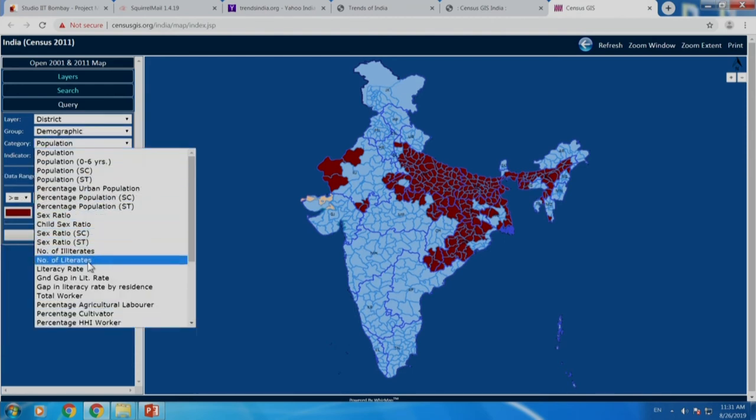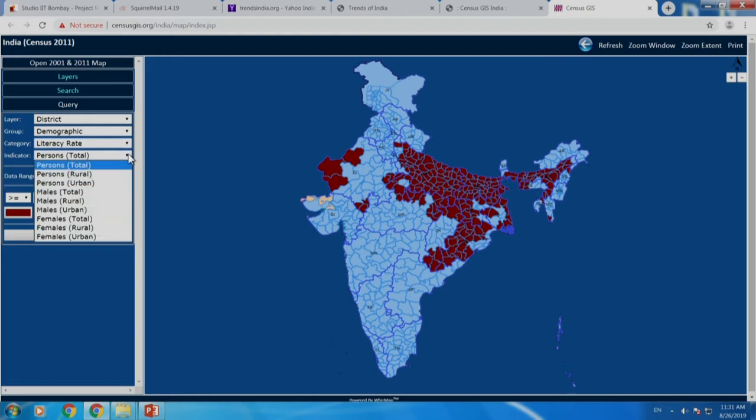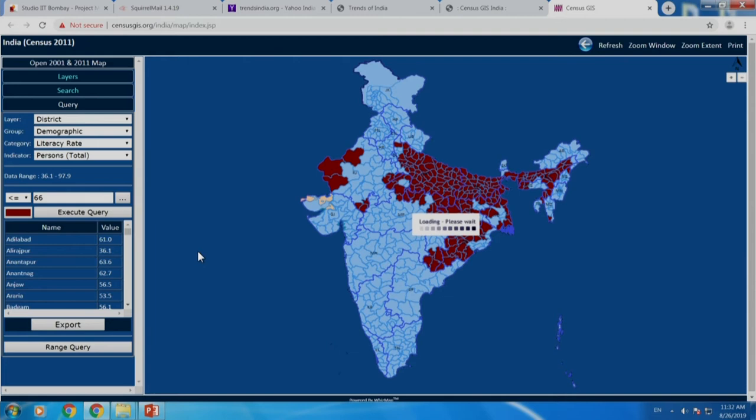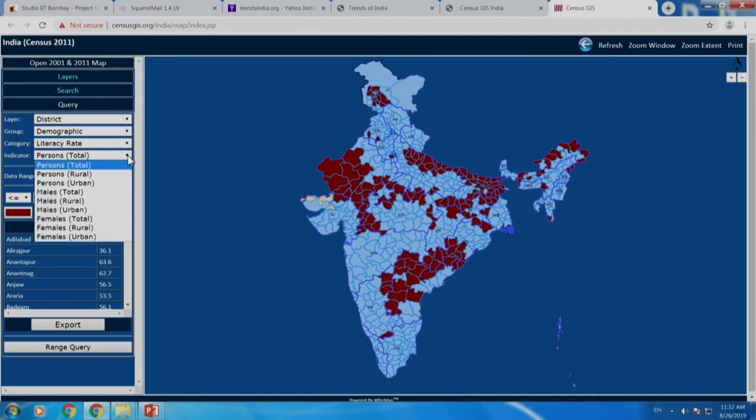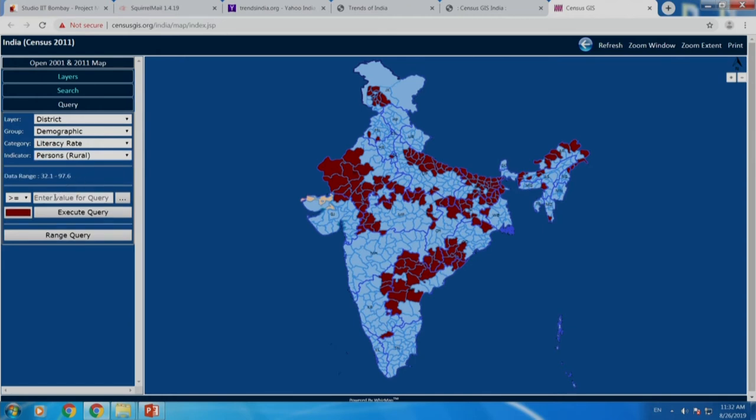Now let us go back to our favorite figure in population: literacy rate. When you look at literacy rate, you have urban area, you have rural area. Let us go to rural, because obviously rural area illiteracy will be more. So I go to persons, let us first go to total, and ask which are the districts in India where the literacy rate is less than 66%. So two-thirds we are looking at. You get clusters where the literacy is less than 66%.